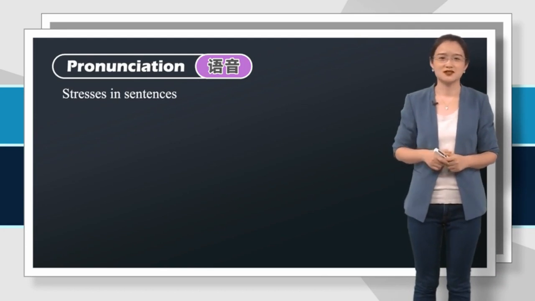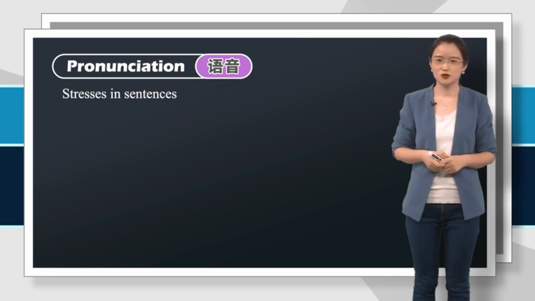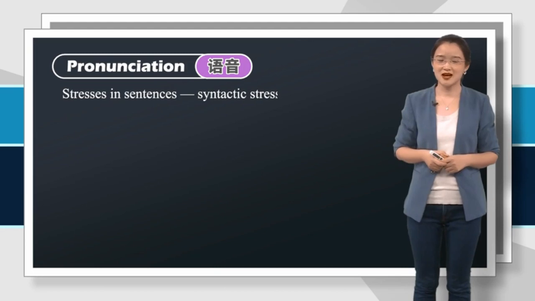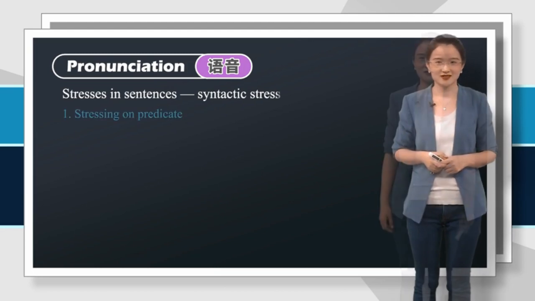Today, we will learn how to do it. Some parts of a sentence may be stressed just because of their grammatical functions, without conveying any special idea or mood. This kind of stress is called syntactic stress. Some common rules include stress on predicates, complements, attributive phrases, and adverbial phrases.